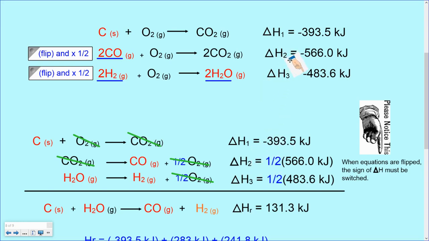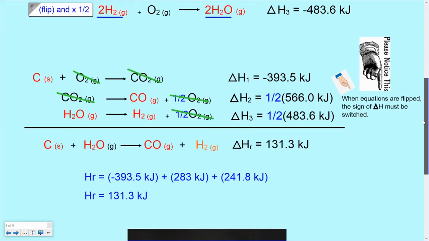And we made the negative 483, the negative 566, positive because we flipped the equation. So when equations are flipped, the sign of delta H must be switched. If it's negative, you're going to make it positive. If it's positive, you're going to have to make it negative. And that stands to reason, because if something is exothermic, if we reverse that process, it becomes an endothermic reaction.